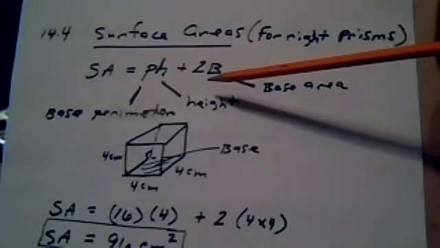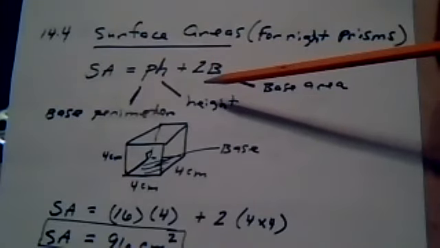The P is going to mean the perimeter of the base. This is the perimeter of the base. That means the distance around. The H is the height. This is the height. Any of these edges can be the height. Notice the 90-degree angle. Height always carries a 90 degree.